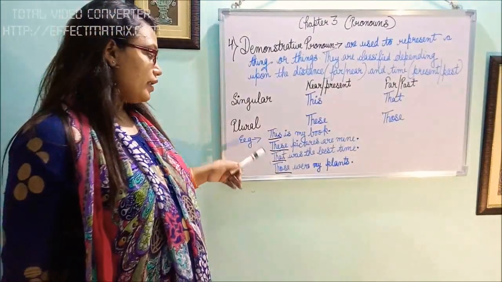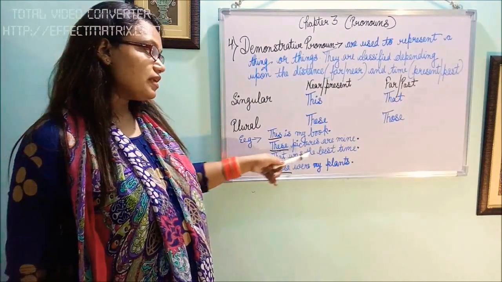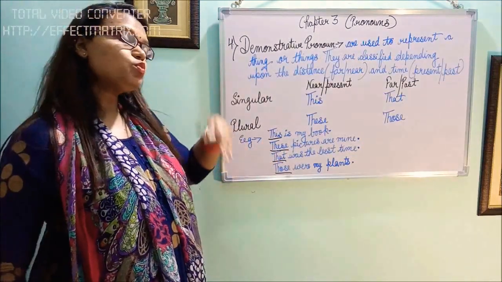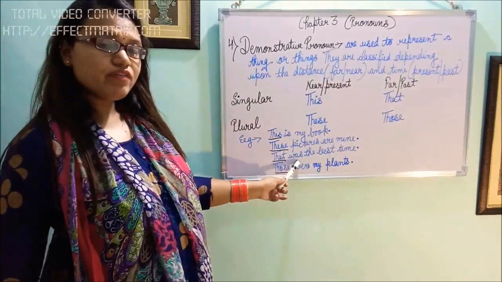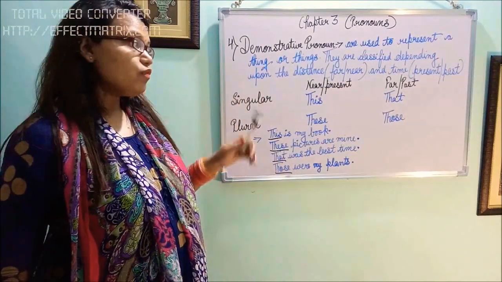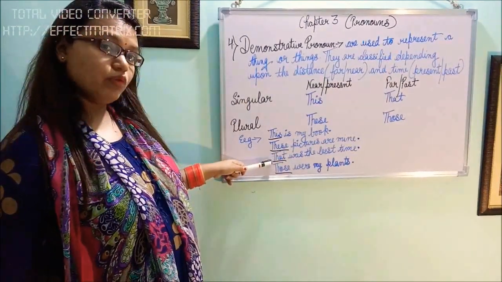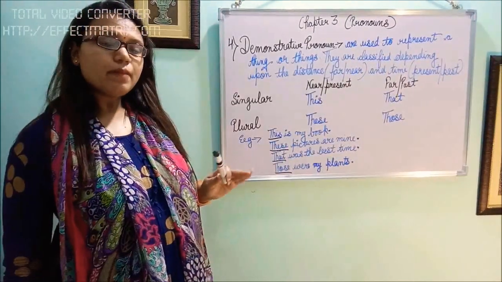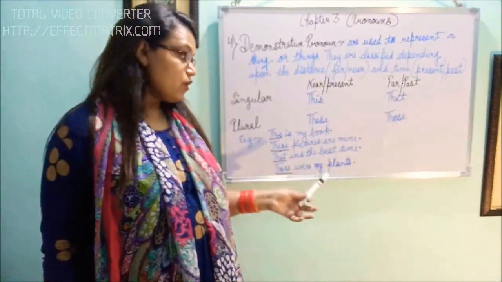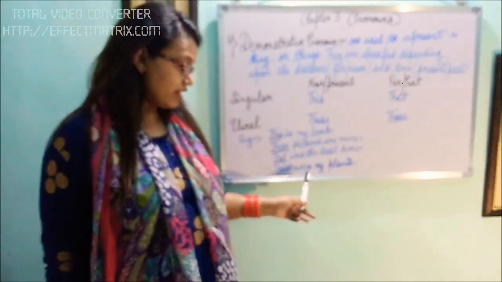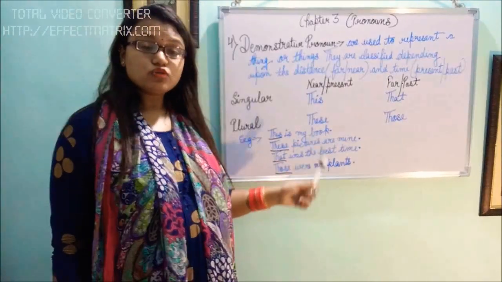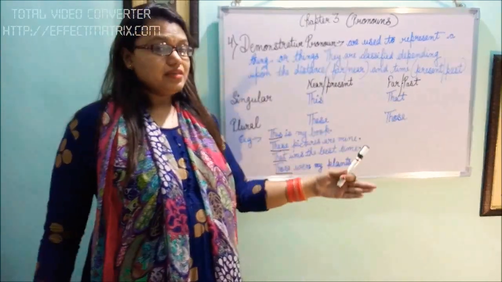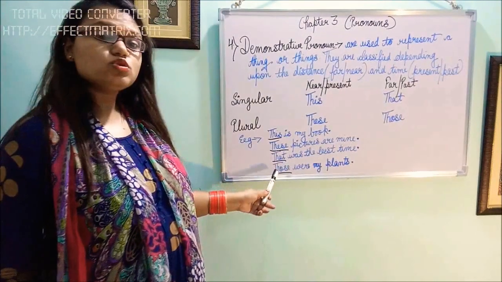Now next is "That was the best time." We are talking about one particular time which was in the past. That is why we are using was. So for that we will use that word. Now, "Those were my plants." We are talking about plants and we are talking in the past. That is why we have used were. So for past things and for plural things we are using those words.